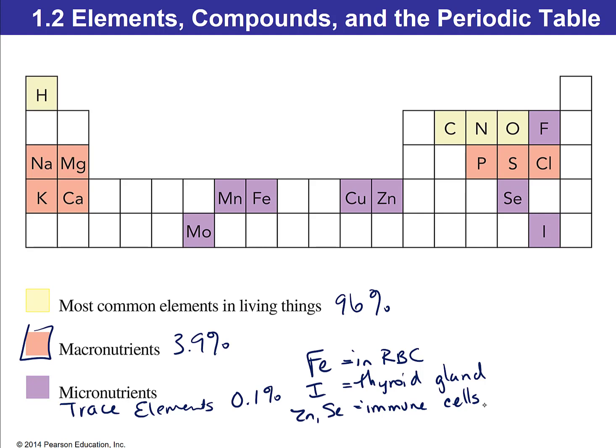Okay, so that's really the difference with trace. You don't just find them in every single cell. You're not going to find them scattered throughout the body. Oftentimes they have a really specific function, which is why you don't need very much. So that's why they're found at very low levels.